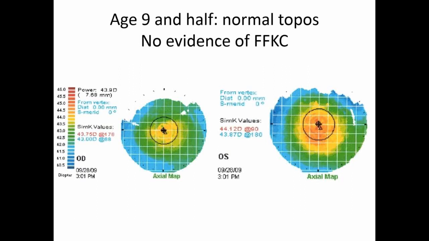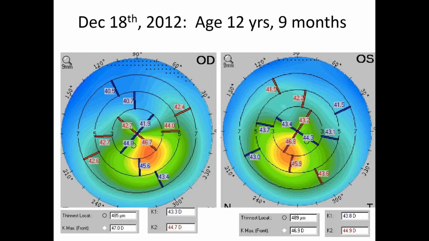This is a very important VIP patient of mine at age 9. She had relatively normal corneal topography. As a father, I decided to evaluate my child, and you can see the topography is normal, but the patient came back at 12 years and 9 months. This is my family member, my daughter, and you can see she has significant inferior steepening in both eyes, consistent with early keratoconus.